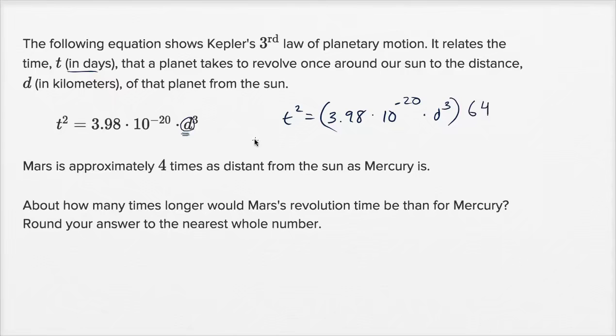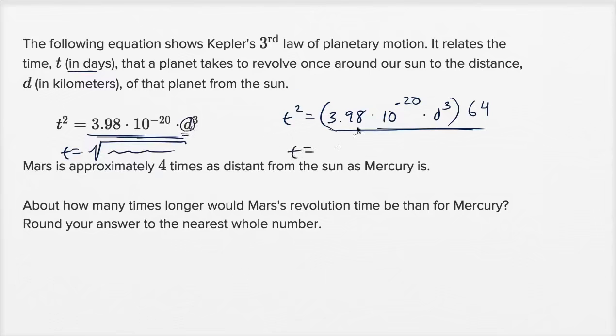Now, we have to be careful here. We might say, hey, look, this expression on the right side is 64 times this expression right over here. When we increased d by a factor of 4, the right side becomes 64 times as big, because remember, if this becomes 4d, then this becomes 64d to the third, which we saw right over there. But on the left-hand side, you have a t squared. So over here, you could get that t is equal to the principal root of all of this business right over here, the 3.98 times 10 to the negative 20 times d to the third.